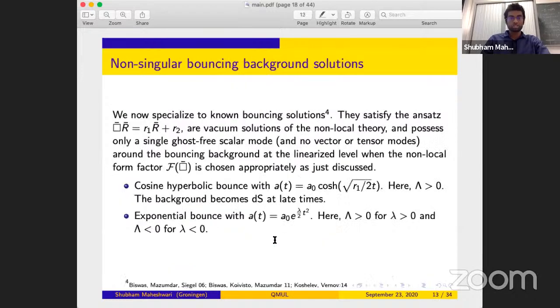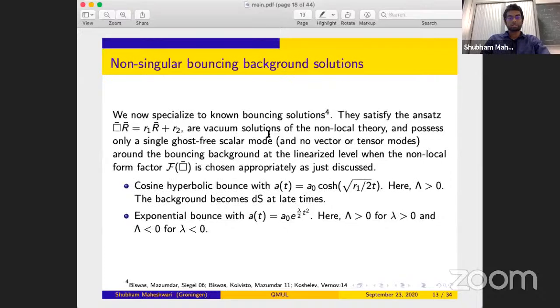So now we want to see some particular examples of bouncing solutions that satisfy the ansatz, which we need to satisfy: box R equals R1 R plus R2, which is the ansatz that I assumed at the level of the background. So there exist two bouncing solutions, given over here, which solve the ansatz, and they are vacuum solutions. They solve the vacuum equations of motion of the non-local theory.